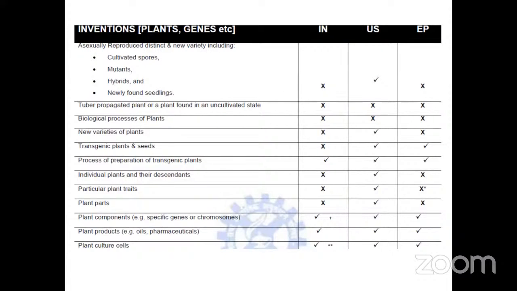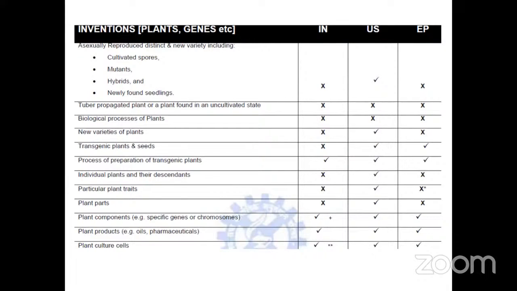Now you will ask, if new varieties and transgenic plants are not being patented in India, under which act do they come? They come under the Plant Variety Protection and Farmers' Right Act. There you can protect such a transgenic plant and such new varieties, but they don't come under the Patent Act. Then you can't patent plant parts.